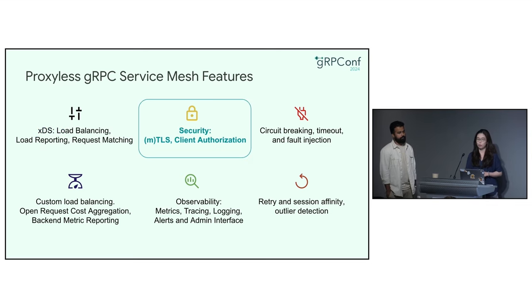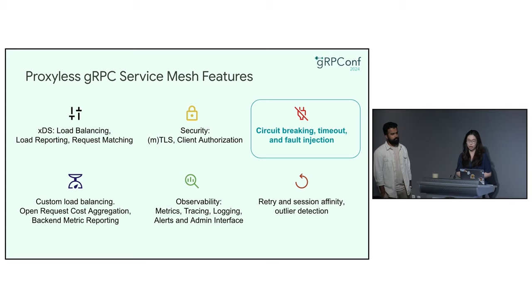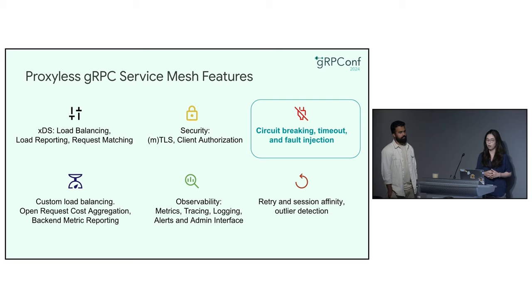gRPC has strong zero-trust support. You can certainly manage your access between the workloads by using client authorization and mTLS in GKE. gRPC provides capabilities to improve the reliability, availability, and efficiency of your microservices. Circuit breaking can be used to control the maximum number of simultaneous RPCs, and it helps prevent excessive load. Timeouts allow you to configure time limits for all RPCs within the mesh. Fault injection provides a way to test your microservices in the presence of different types of failures.